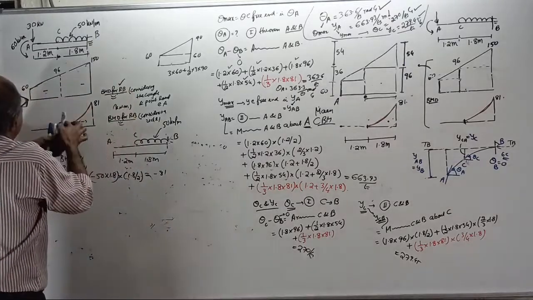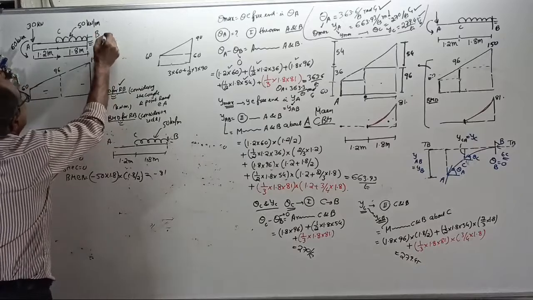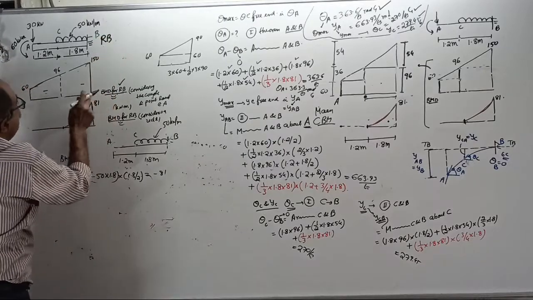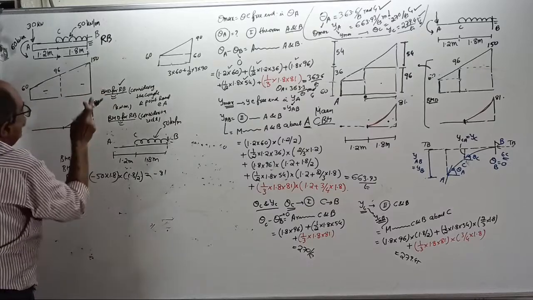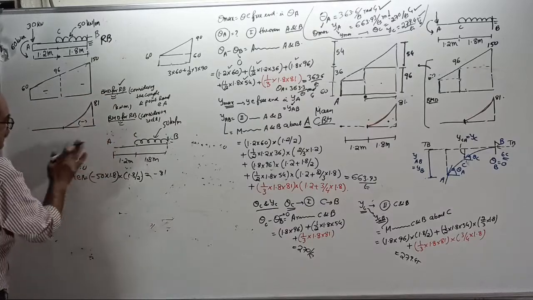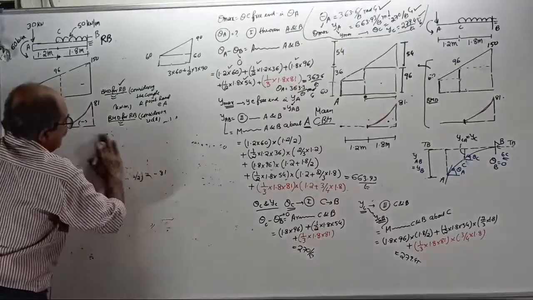This is the real beam. Start fresh now. This is the real beam. This is the BMD for the real beam, for point load and couple. BMD for the real beam considering UDL. I have shown all the calculation.